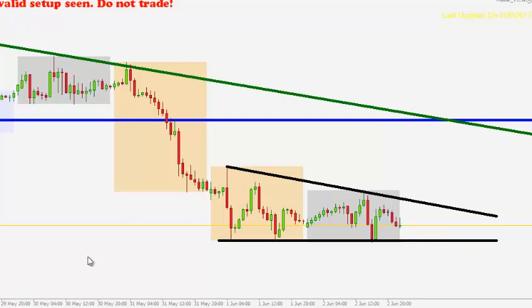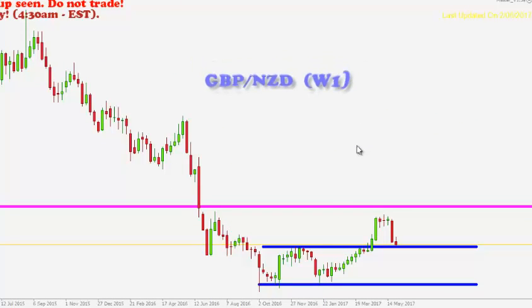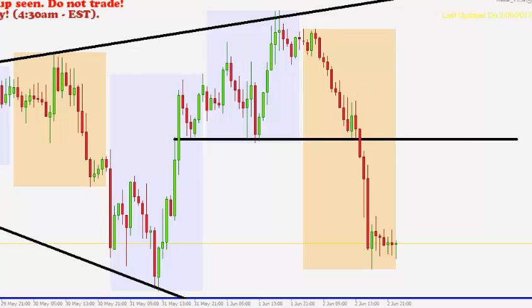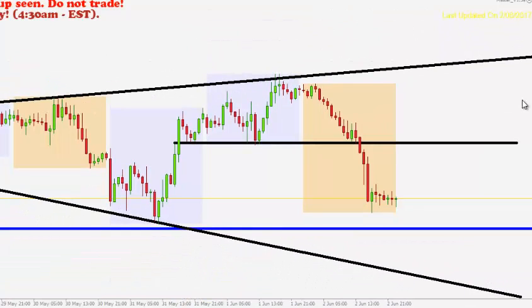Let's move into the next pair, the sterling pounds against the New Zealand dollar. This is the weekly time frame. Price is trading around a level of support. All right, a key level of weekly support. That means you want to be careful going short against that level of weekly support. So in the 1 hour time frame or your intraday time frame, you want to be searching for long entries.